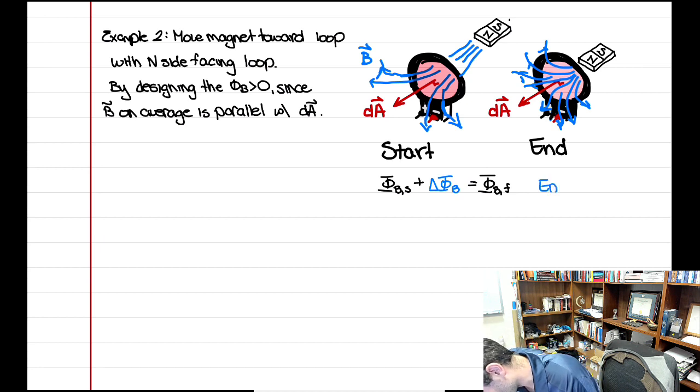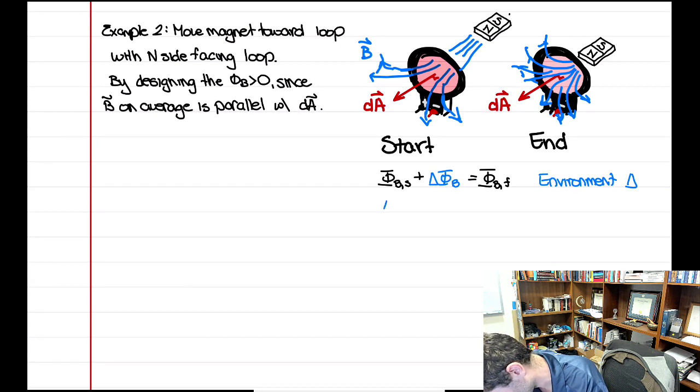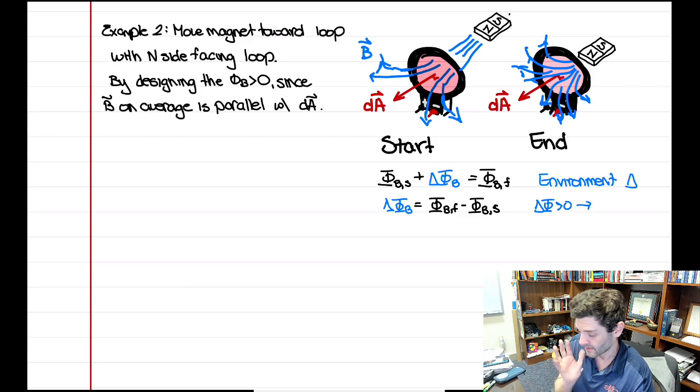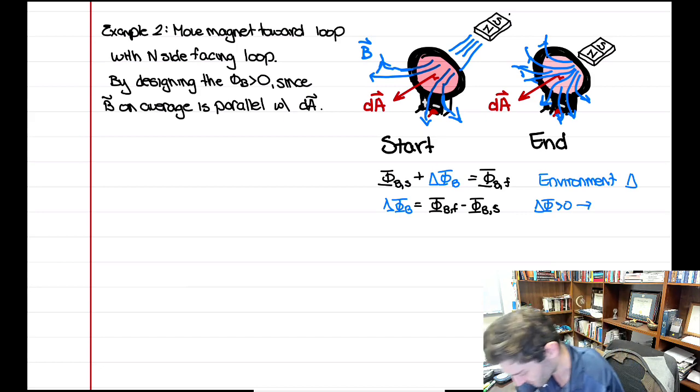So this is measuring kind of environment change. Environment delta. And again, unsurprisingly, what's another way to define this delta? Well, it's just the final flux minus the initial flux. Right. With, again, this delta phi being positive, implying what? Implying that there was flux in the parallel direction of dA, now there's more in the direction of dA.